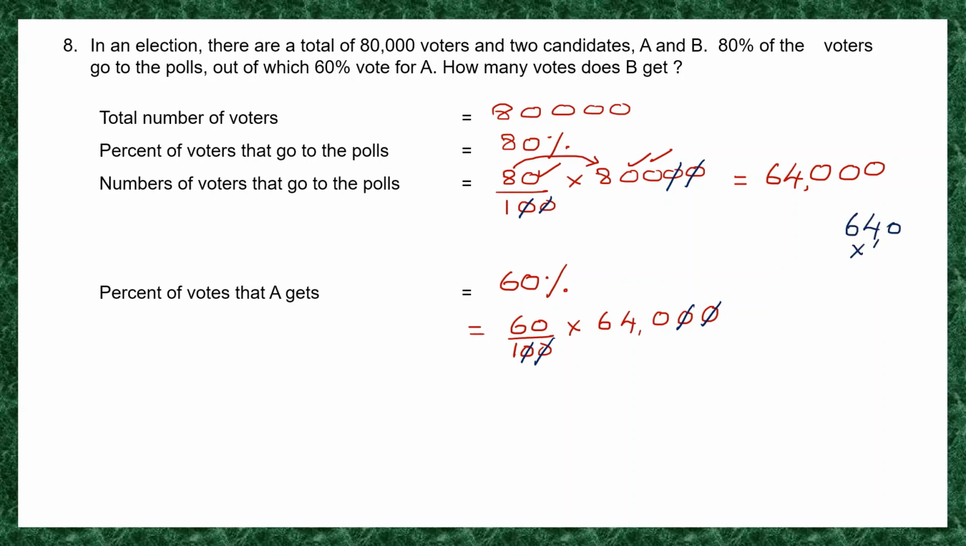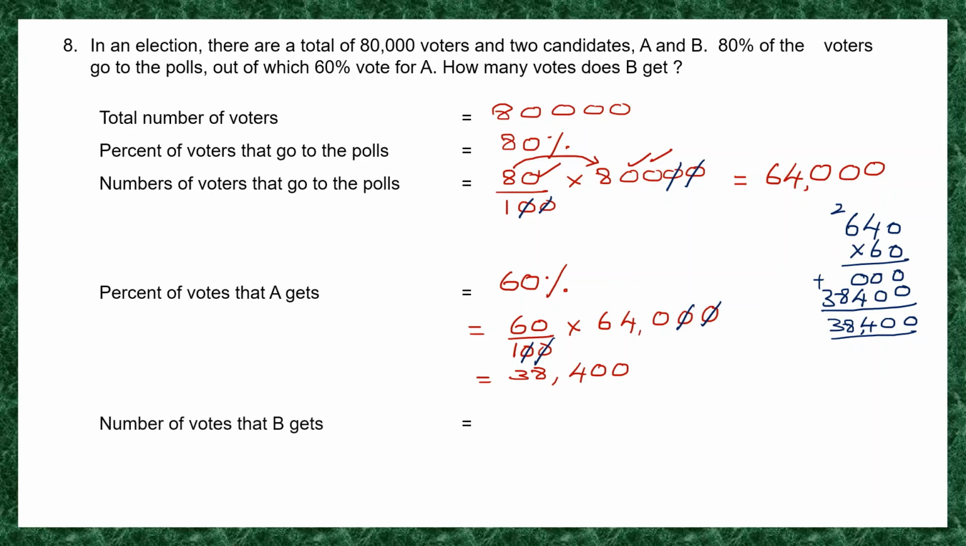640 into 60. So 0. Second step, start with a 0. Then 6 zeros are 0. 6 fours are 24. Carry 2. 6 sixes are 36, 37, 38. Now let's add it up. 0, 0, 4, 8 and 3. 38,400. So the number of people who voted for A is 38,400 people.